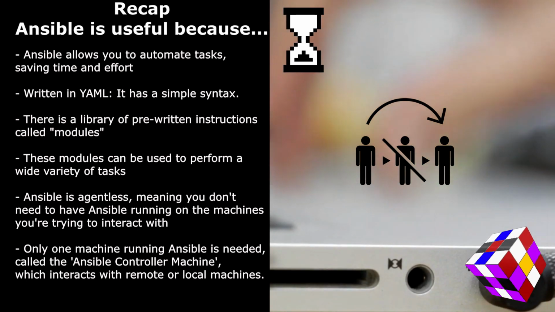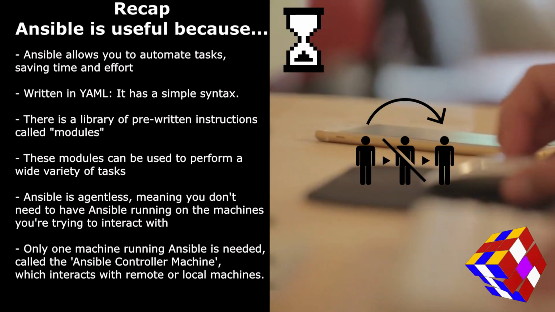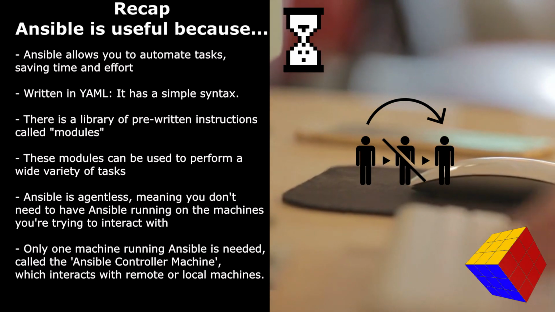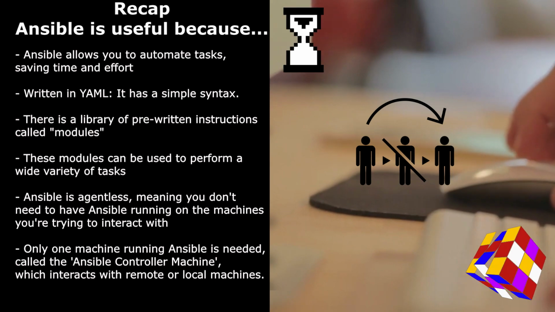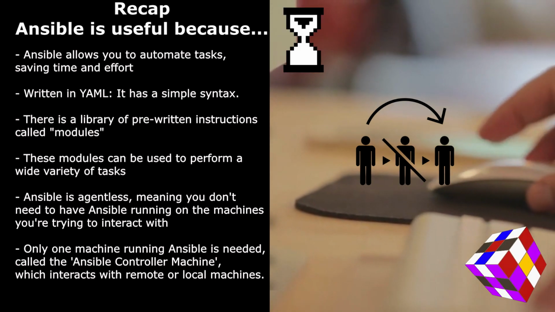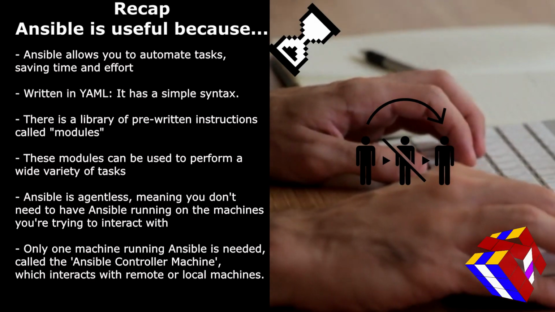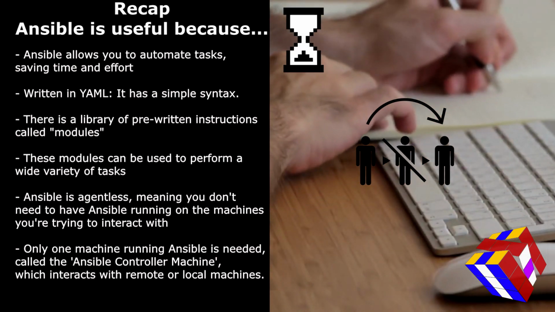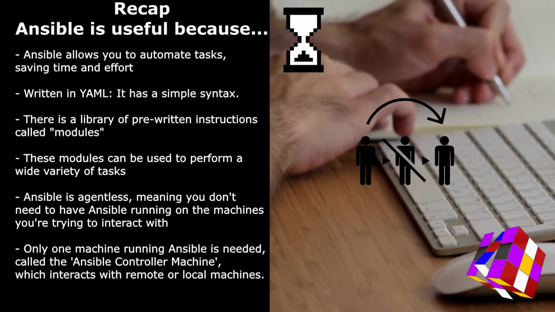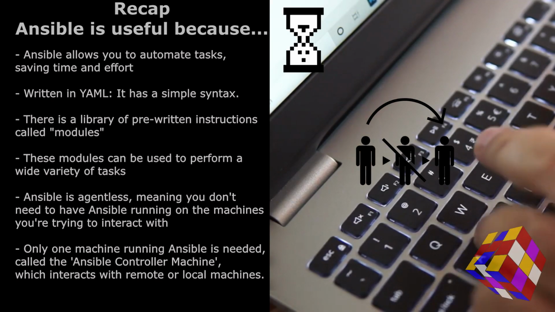Only one machine running Ansible is needed, and this machine would be called your Ansible controller machine, the machine that you have Ansible installed on and running against other remote or even local machines. And just as an additional FYI, sometimes the machine or computer that runs Ansible is also called the control node, or the controller machine, the Ansible controller. These are the words that I'll probably be using throughout this tutorial and other people may use when talking about Ansible.